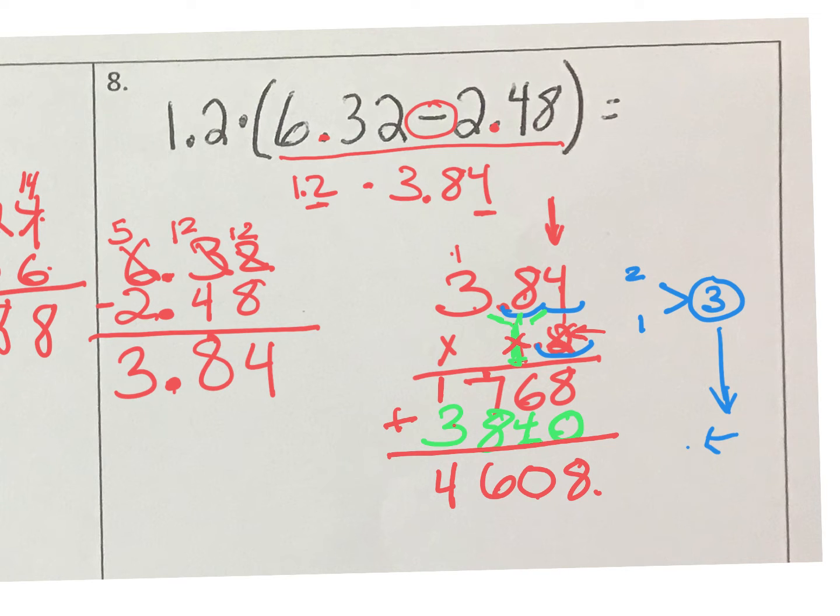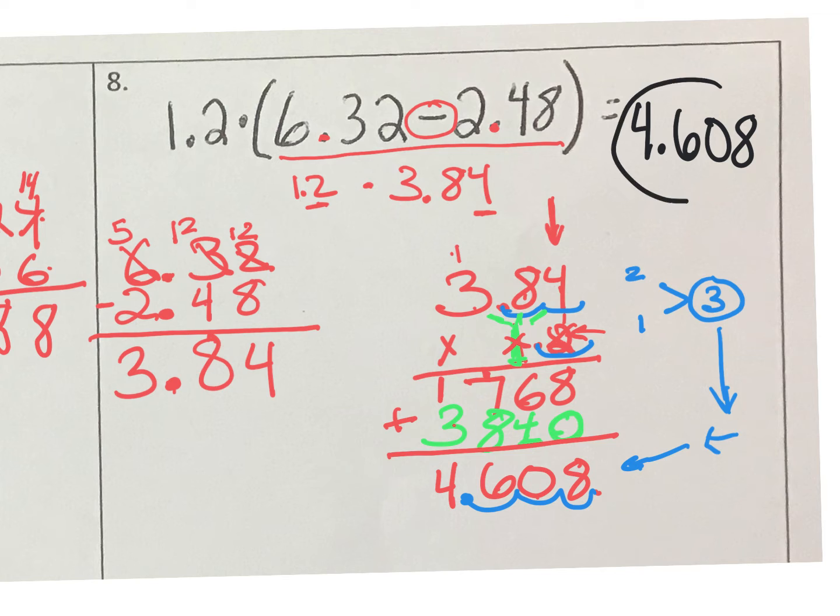Remember, I'm not done yet. It came out 3, it goes in 3. What comes out must come in. 1, 2, 3. So my answer to this one is going to be 4.608. And I circle it, and I'm done.